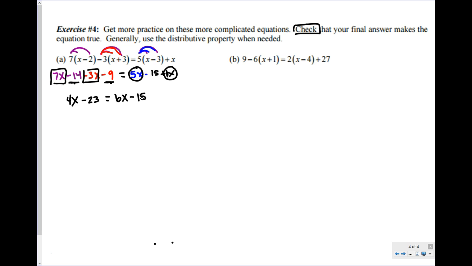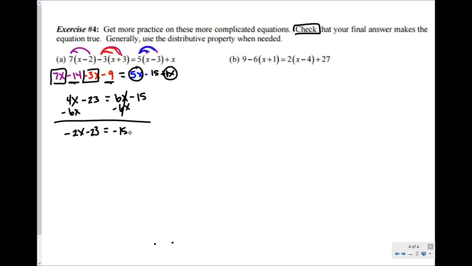Okay? And now I'm ready to get all of the x's on the left side. So I'm going to start with this 6x right here, and I'm going to get rid of it. I'm going to move it over to the left side. So these cancel out. 4x minus 6x is negative 2x. Bring down the negative 23. And then these cancel out to 0, so I'm just left with a negative 15 on the right.